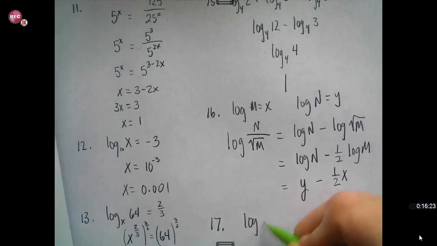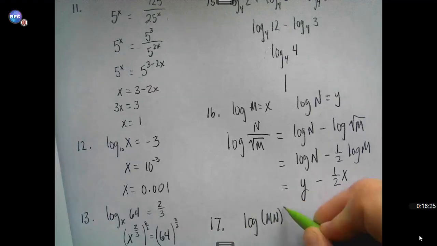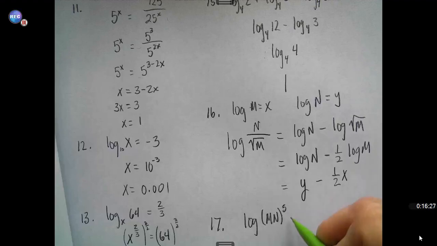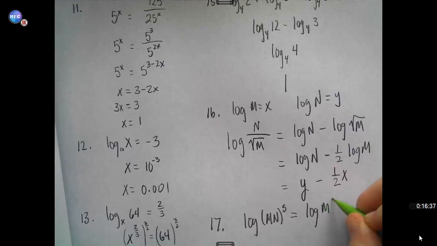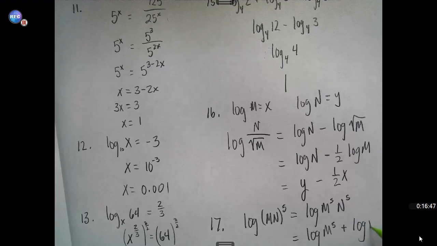This has log of mn to the 5th. So I think what I would do is I would make that log m to the 5th, n to the 5th. And then make that log m to the 5th plus log n to the 5th.